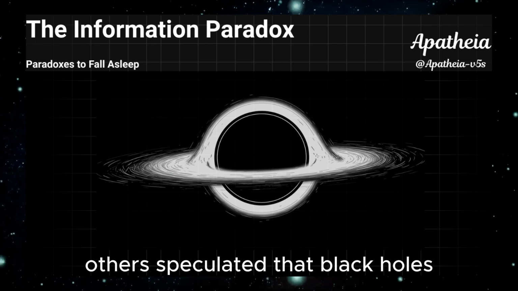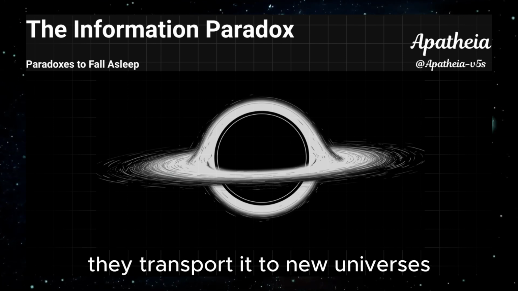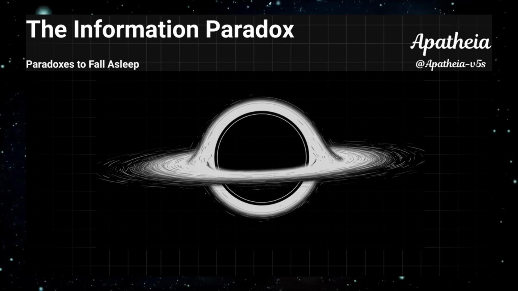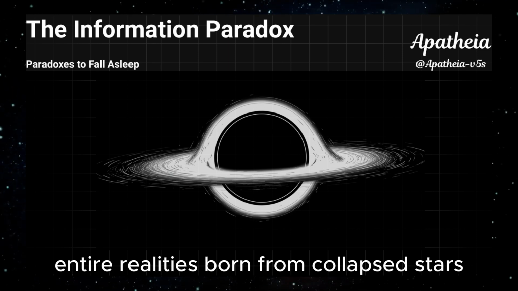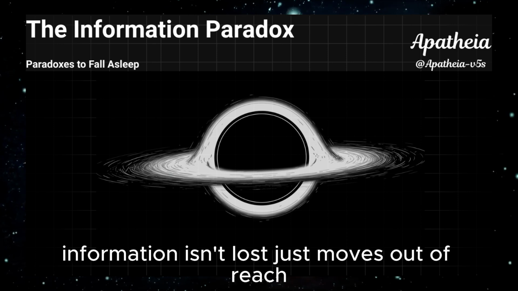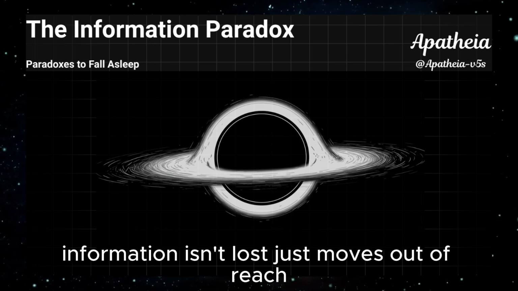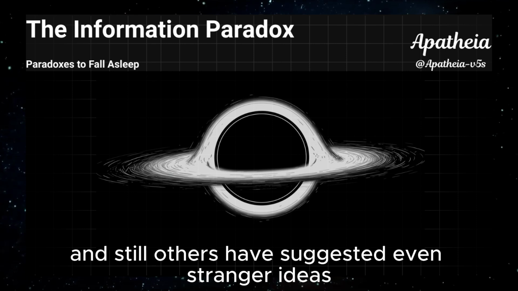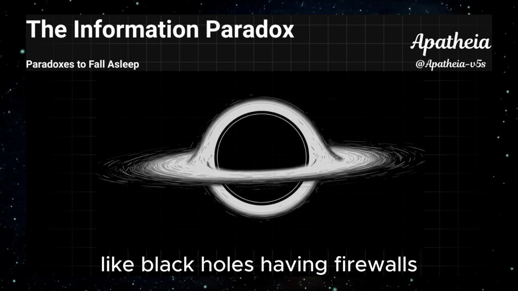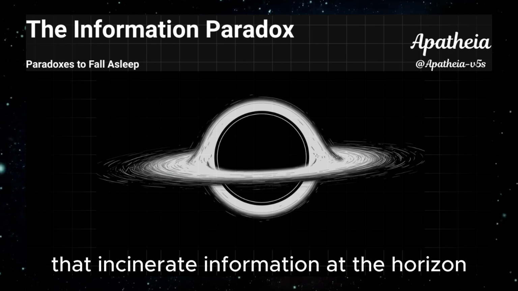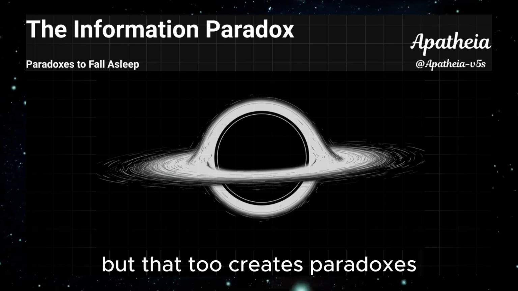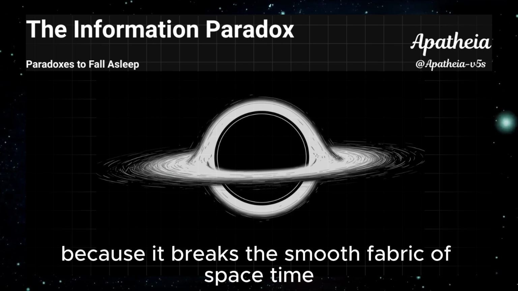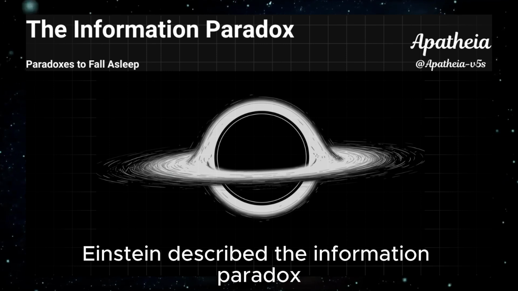Others speculated that black holes don't destroy information, they transport it to new universes. Entire realities born from collapsed stars. Information isn't lost, just moves out of reach. And still others have suggested even stranger ideas, like black holes having firewalls that incinerate information at the horizon. But that too creates paradoxes because it breaks the smooth fabric of space-time Einstein described.